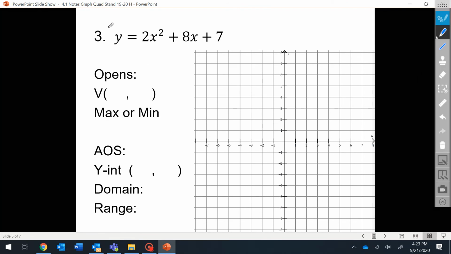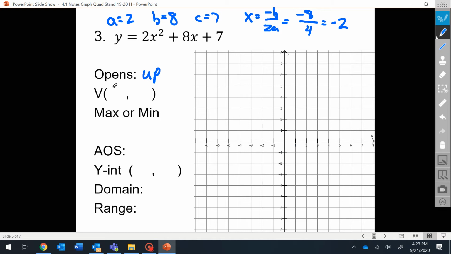Okay, so once again, identify our A, 2, our B is 8, and our C is 7. This opens up because A is 2. The vertex and axis of symmetry will be negative B over 2A. So negative 8 over 4, which is negative 2. So the x-coordinate is negative 2. The axis of symmetry is negative 2. So we're going to draw our dotted line at negative 2.